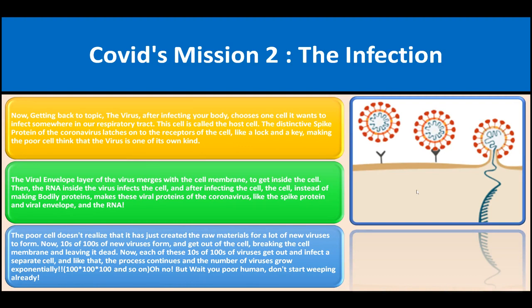Let's say 100 viruses get out of a cell, so 100 and each 100 produce new 100 and a new 100 out of every new 100. Oh my god, it's too confusing. Oh no! But wait, you poor human, don't start weeping already.